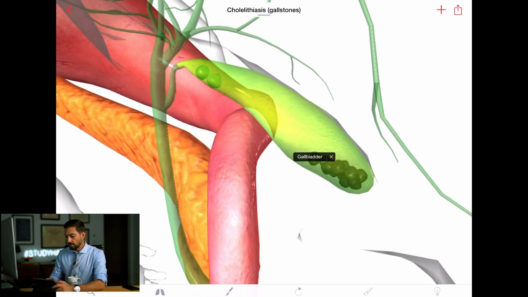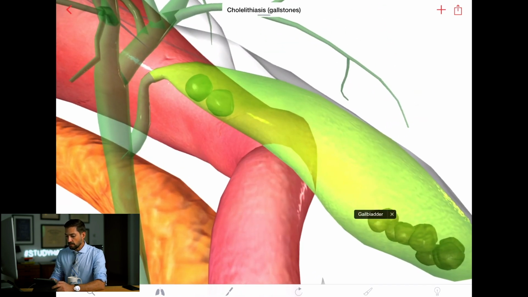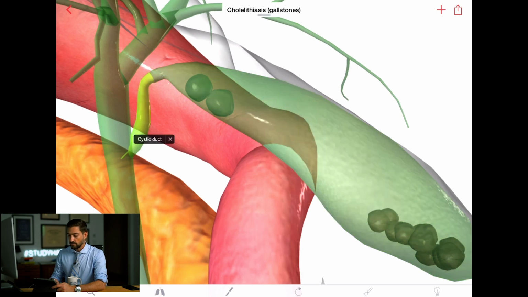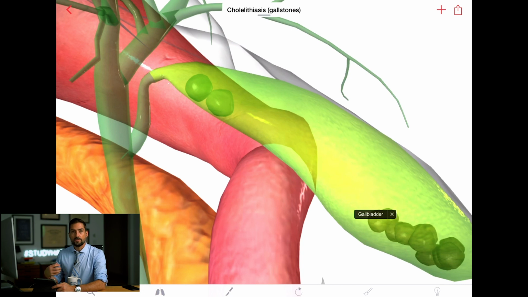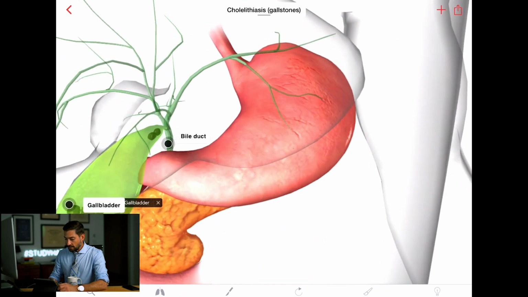The problem is that if these stones get stuck in the neck of the gallbladder and can't make it through the cystic duct and into the bile duct, then that plugs the gallbladder, and the gallbladder can't release the bile. If the gallbladder has an obstruction, it's going to try to squeeze against that obstruction, and then you'll develop pain. There's lots of things that can happen. We're going to focus on acute cholecystitis. So that is our issue.